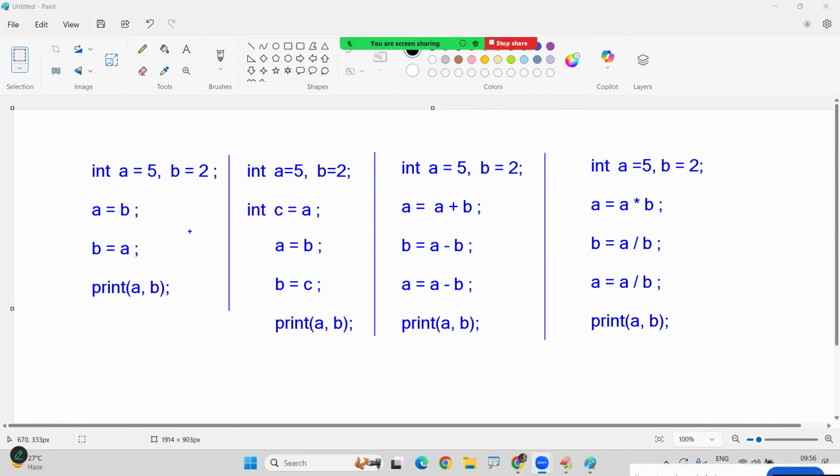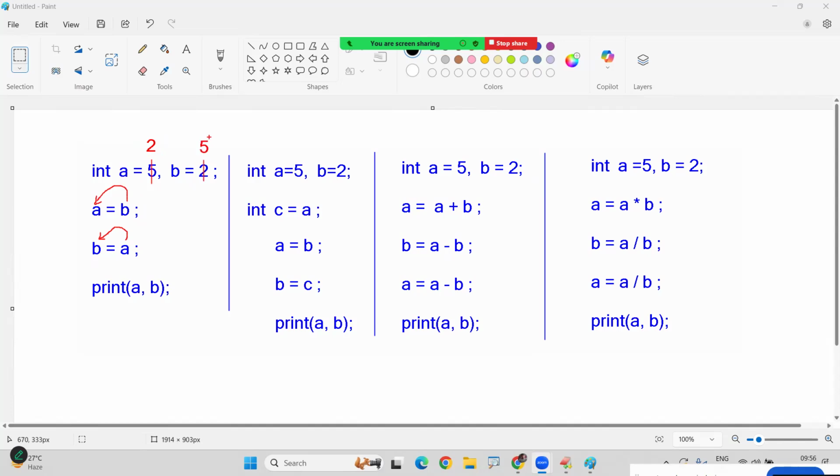First one, look at this. b value we are storing into a. What is b? 2 will be stored into a. So in a, 5 is there. That is replaced with the 2. Now there is no more 5, because 5 is already replaced with the 2. Now a value you are storing into b. What is a value? a value is 2, that you are storing into b.